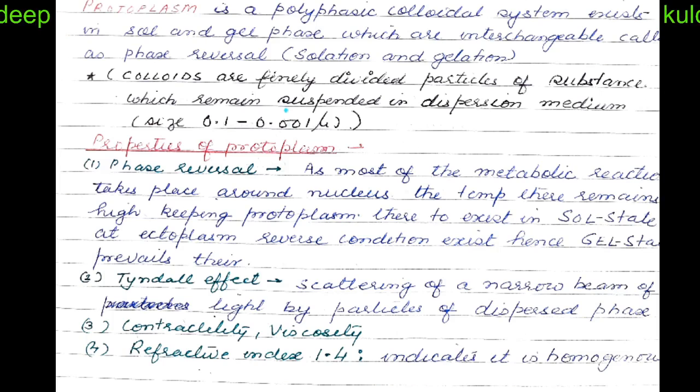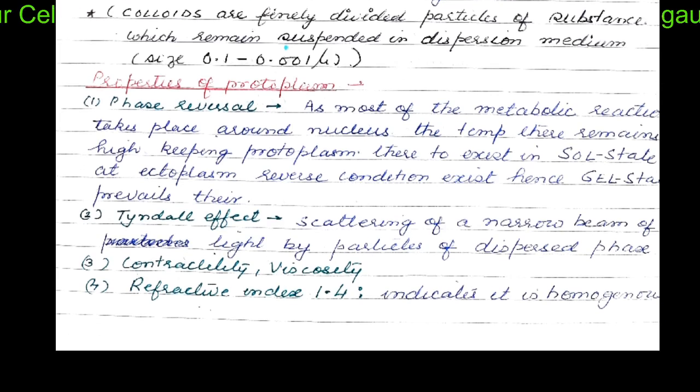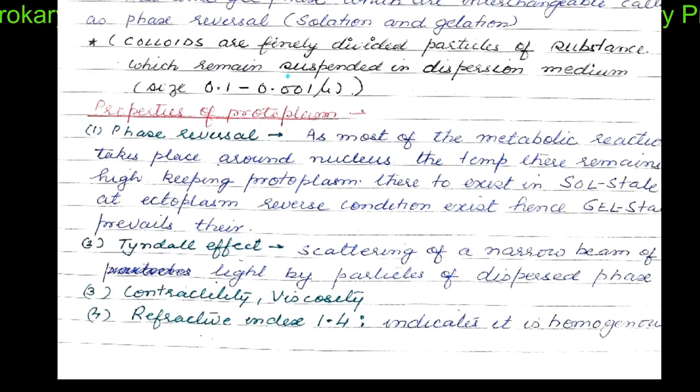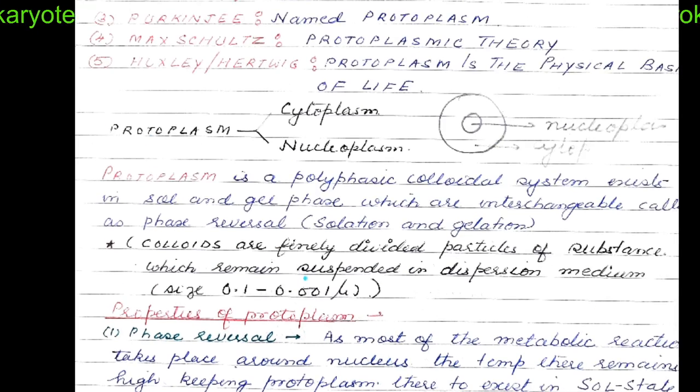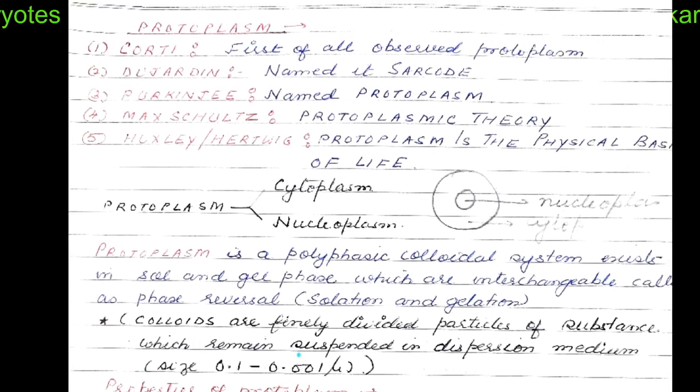That means the ectoplasm largely remains in the gel state, whereas the protoplasm in the vicinity of the nuclear membrane tends to remain in the sol state owing to the raised temperature caused by the reactions occurring around the nuclear membrane. It shows the Tyndall effect, that is, the scattering of narrow beams of light by particles of the dispersed phase. Other properties displayed by the protoplasm are contractility and viscosity, and the refractive index of the cytoplasm is 1.4, which indicates that the cytoplasm is more or less homogeneous.